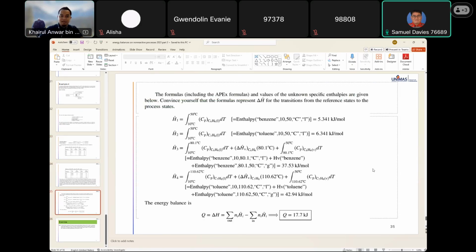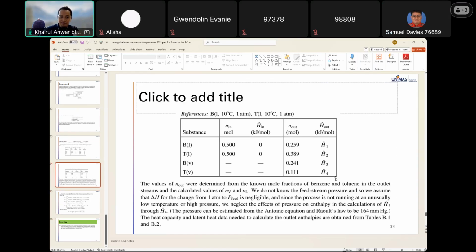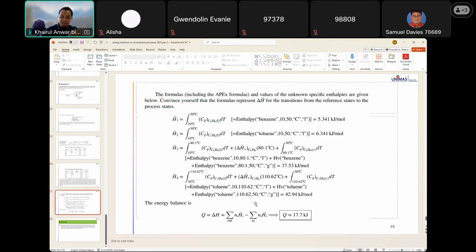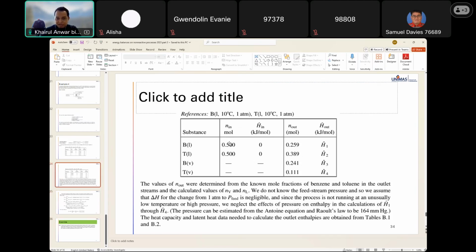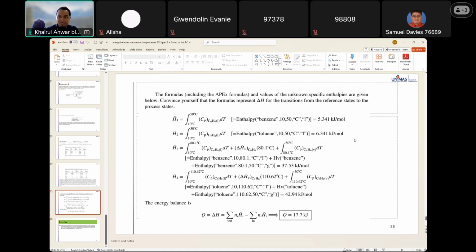Once you have the values H1 until H4, you plug them into that table, then calculate Q equal to delta H. So meaning equal to N, don't forget, N moles, N times H. Another question: integrate 50 to 80 or 80.1 to 50? Upper limit minus lower limit.